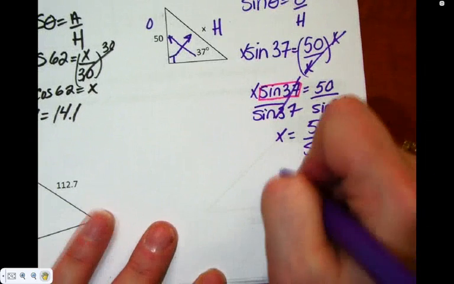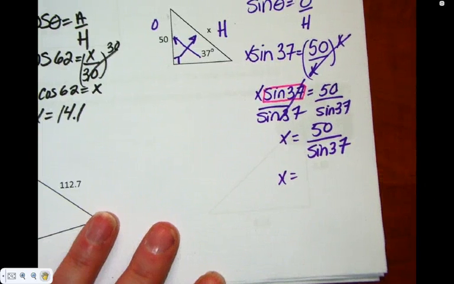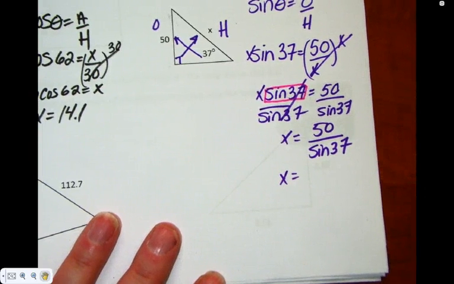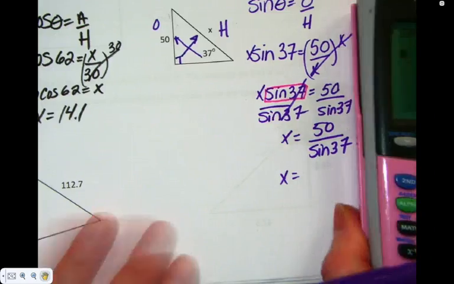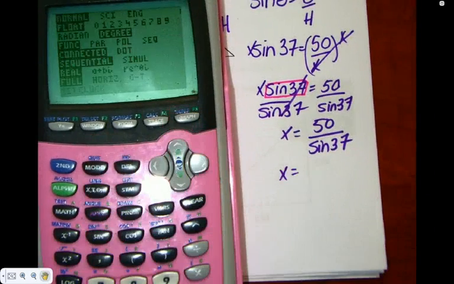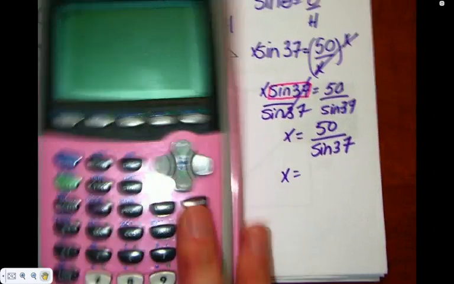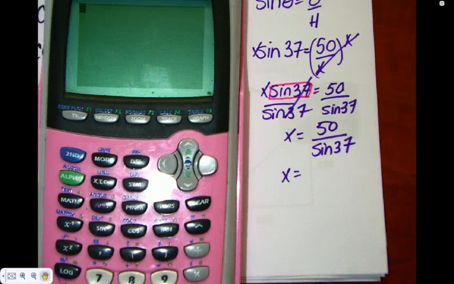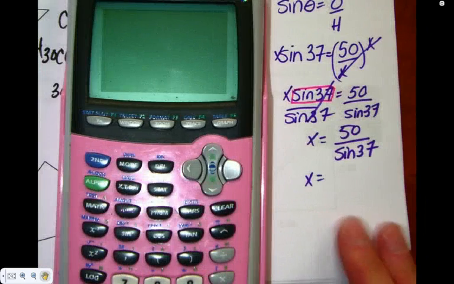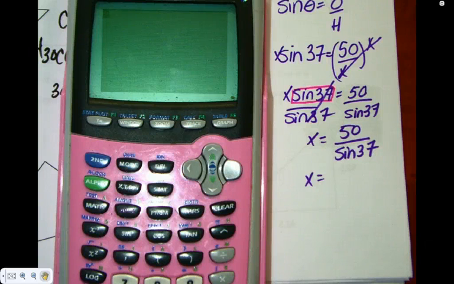The last step, the best step is grab your calc, check your mode, degrees, good to go. How am I going to type this in? This is crazy talk. Look at all that. Type exactly what you see. What's going to go first?